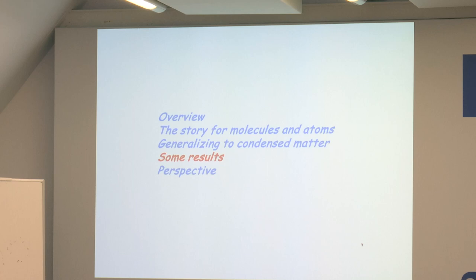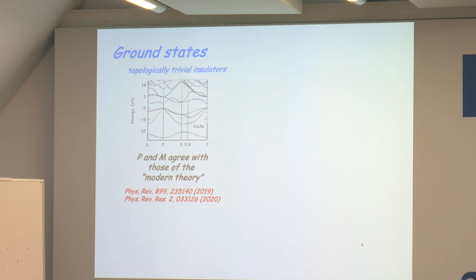So we got the results in the ground state for the modern theory, so we felt happy. Okay, maybe this is not manifestly crazy. So we started looking at some results. I'm primarily interested in nonlinear optics, but you start with the simple stuff first. So we started looking at ground states and then linear response. As I mentioned, for the ground state in topologically trivial insulators, we get a P and an M that agree with those of the modern theory. So we're in complete agreement with the modern theory here.